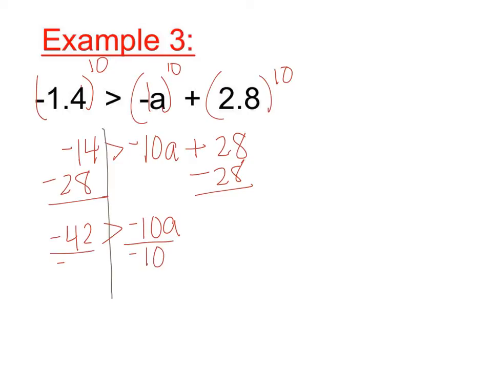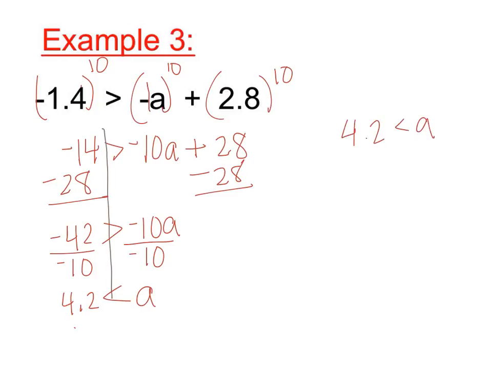Remember, what does that mean? On the variable side, when I have to divide by a negative number, that means we flip our inequality sign. So let's go ahead and flip the greater than symbol to a less than symbol. A is on the right-hand side of the inequality. Now let's work this division. 42 divided by 10 is 4.2. A negative divided by another negative is a positive. So we have 4.2 is less than A.